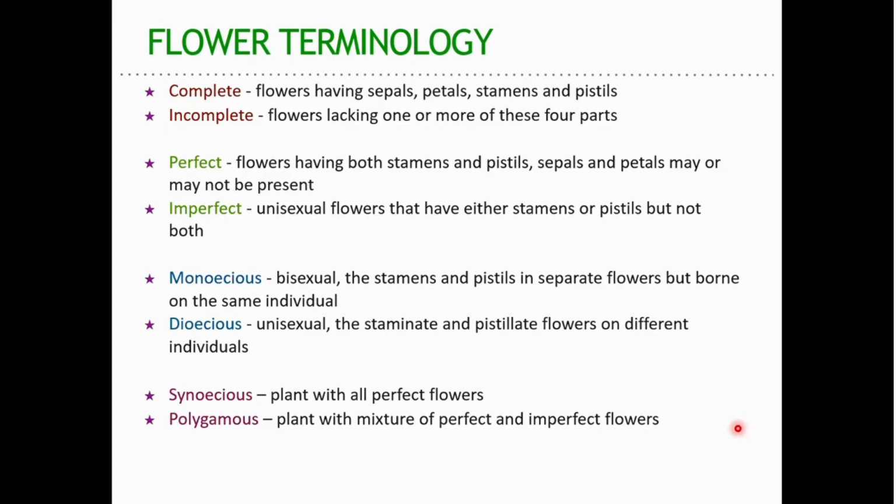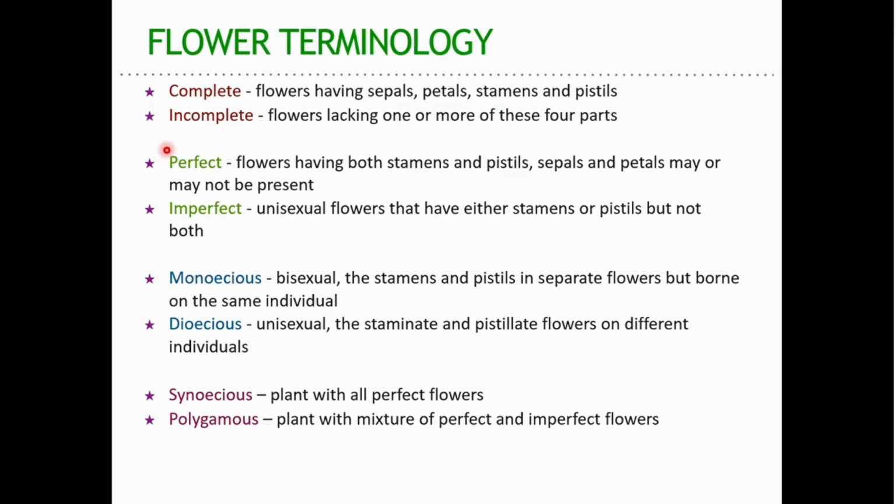So now we will learn about the flower terminology. So all the terminology related to flower. First is complete. Complete means that the flower has sepals, petals, stamen and pistils. So all 4 parts. So incomplete is the flowers lacking one or more of these 4 parts. It can be lacking the sepals, it can be lacking the petals, or more than one structure.